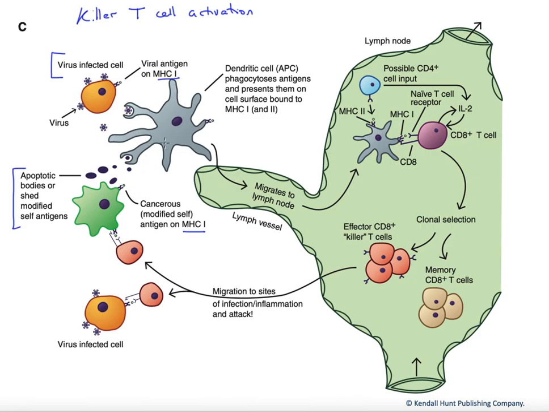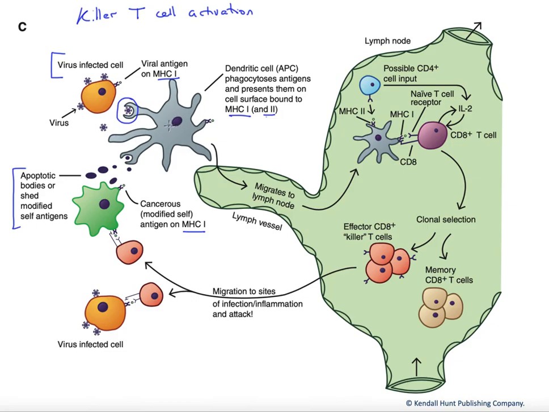Now, the dendritic cells are once again going to respond to these foreign antigens by phagocytosing them and presenting them using MHC1 proteins, right? In terms of activating helper T cells, we required MHC2, right? So the dendritic cells actually present foreign antigens using both.